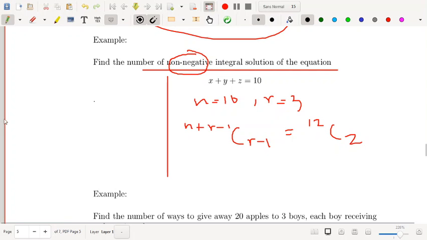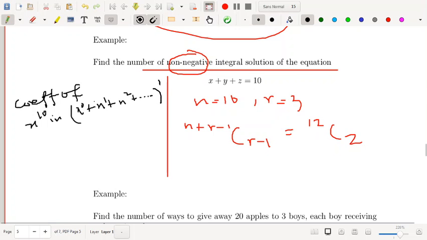In another way we can solve this. This is equivalent to saying the coefficient of x to the power 10 in the expansion of (x to the power 0, plus x to the power 1, plus x squared, etc.) whole cube. Why whole cube? Because there are 3 variables. For x you have x0, x1, x2, etc.